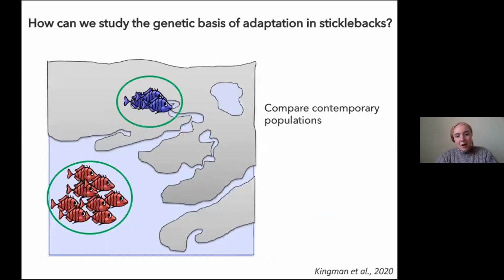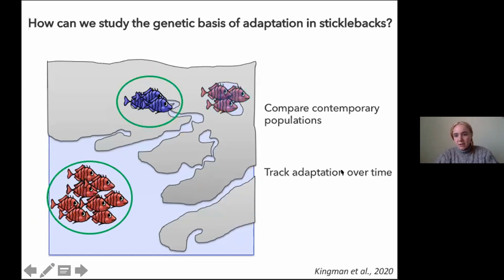And when we now get back to the question from the beginning, so how can we study the genetic base of adaptation in sticklebacks, or what approaches have been used so far? We have these two approaches to compare contemporary populations and kind of assume that the contemporary marine population is comparable to the ancestor of the freshwater population, and then also to track adaptation over time.